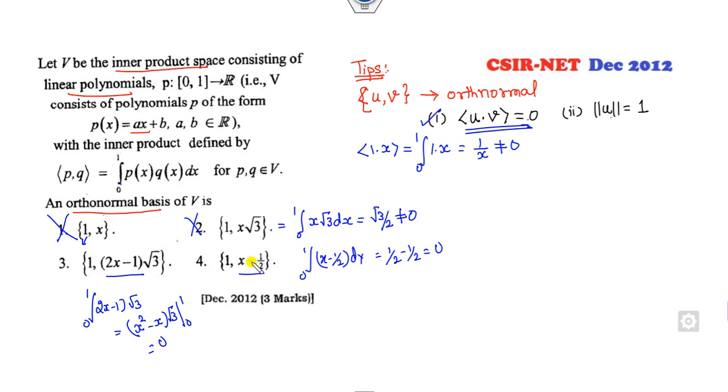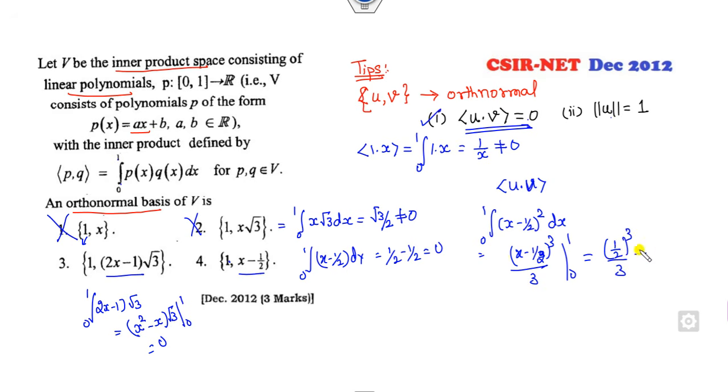Now look at this one, I can check whether the norm of u is 1. So what is the norm of u? It's the inner product of u with u. Fine. So if I take x minus half into x minus half over 0 to 1, what is the integration of this? X minus half cubed over 3, over 0 to 1. So if you take 1, it is half raised to power 3, minus, if you take 0, it is minus half cubed. So can it be 1? No. It's 1 over 24 plus 1 over 24. So this is not satisfied. The only right answer is C. C is the right answer.